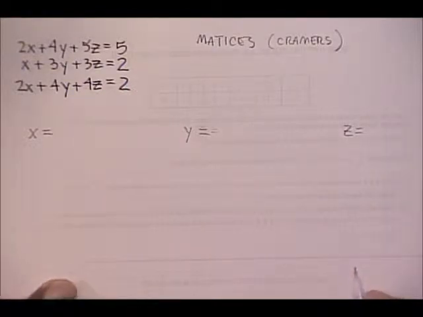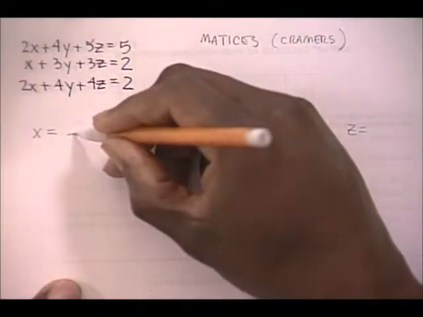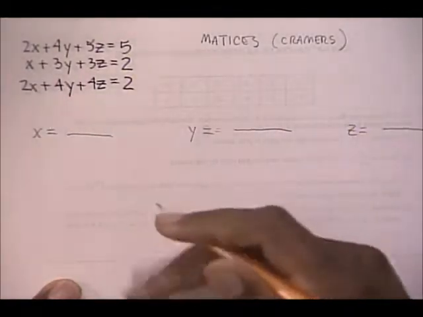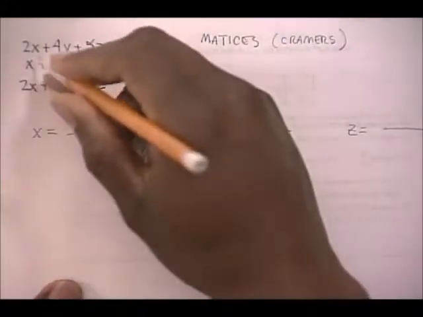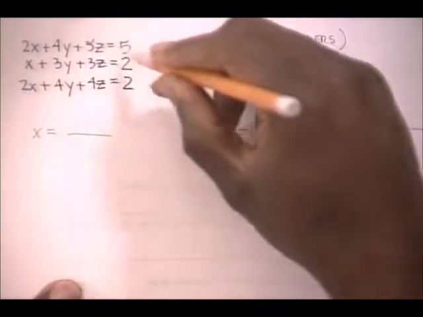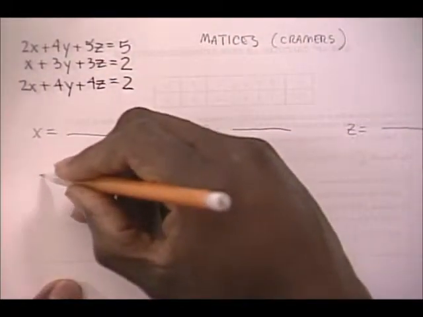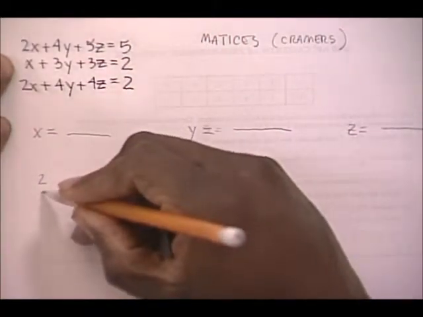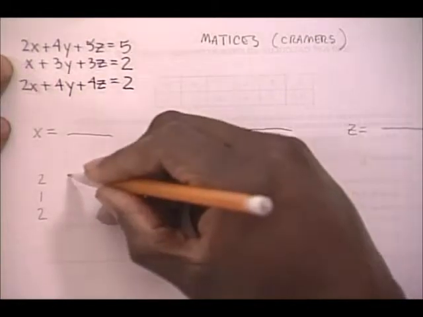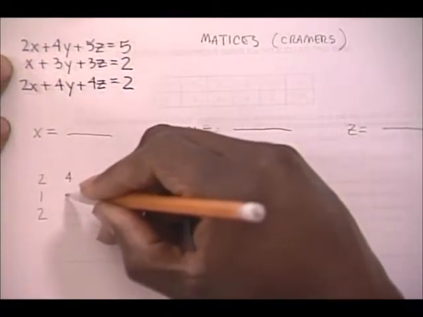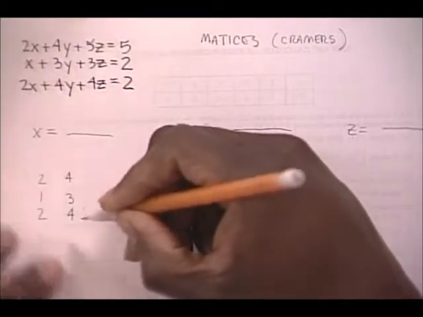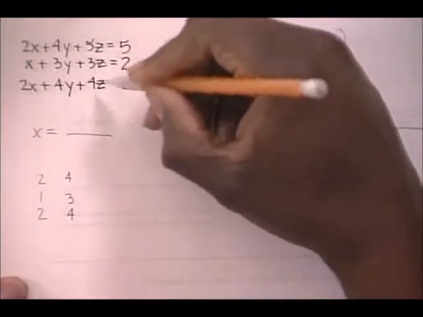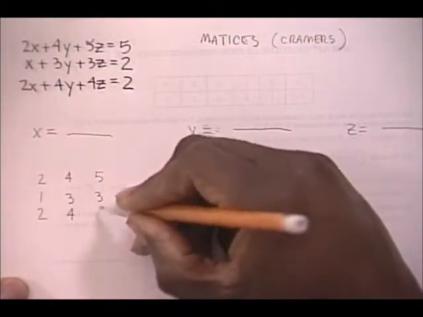In solving for x, y, and z, the denominators for the answers will come from a matrix created by this part of your problem here. We use the coefficients in front of each of these variables: 2, 1, and 2. Then 4, 3, and 4, the coefficients in front of the y. And now the coefficients in front of the z, 5, 3, and 4.